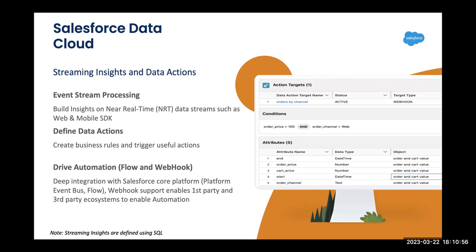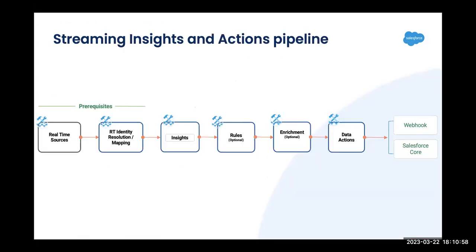So here is how the entire pipeline comes into the picture. There are real-time sources sitting under websites or mobile SDK. We had a topic which we explained a couple of days back, on how we could ingest web and mobile event data from typical SDKs into Data Cloud. That's typically a real-time source. Once the source data is coming into Data Cloud, we can do identity resolution mapping, and then start designing insights.